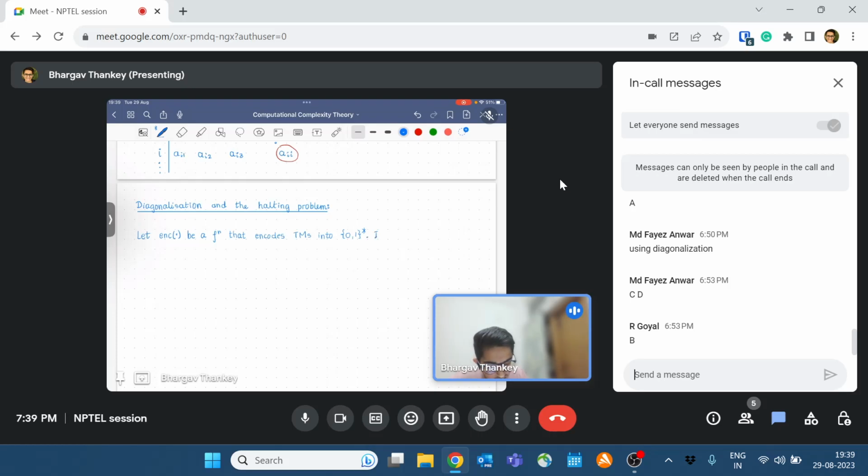And it's possible to create an ENC which is computable and every y in {0, 1}* is the encoding of at most 1 TM. Okay, let me say exactly.